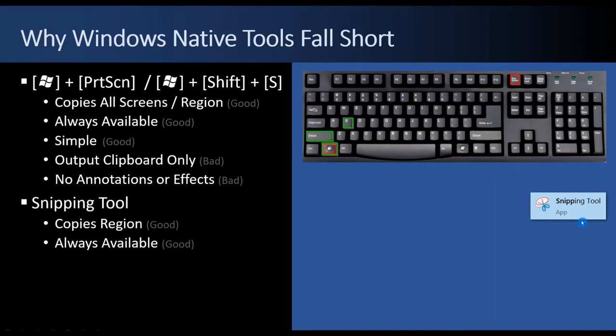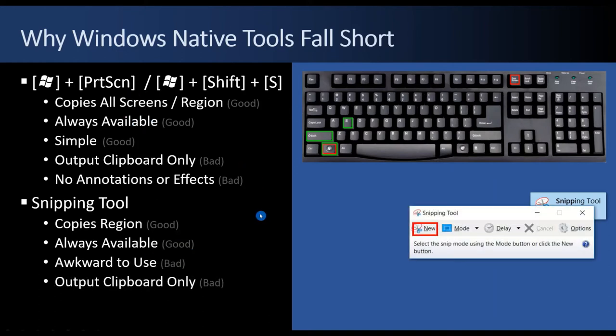If you've ever clicked the Windows button and typed in snip, this little guy comes up here and you can click on it. It's a good tool in that it copies a region, you can select a range, and it's always available, just like these up here. However, it's awkward to use. You have to hit the Windows key, type in snip, click on this icon when it comes up, and then the application comes up, but you have to click new to take a snip, and then you have to select your region. It's just a lot of steps, and it's awkward. And it also outputs to a clipboard only.